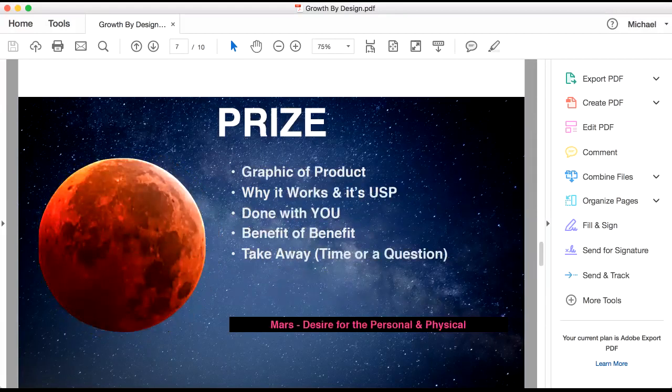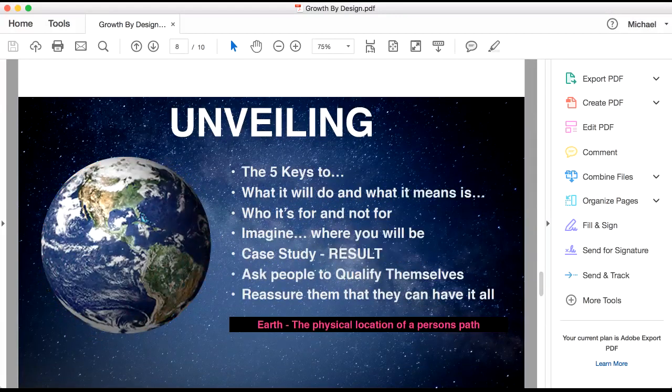Pricing, having your graphic of your product, why it works and its unique selling points. A done with you scenario. The benefit of the benefit is this. Having some takeaway, in other words, take the prize away, or a question that does. Then unveiling it fully if you go to the next area.